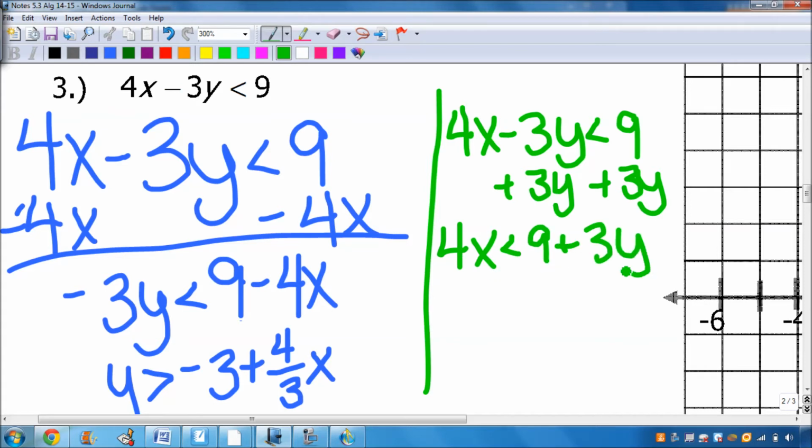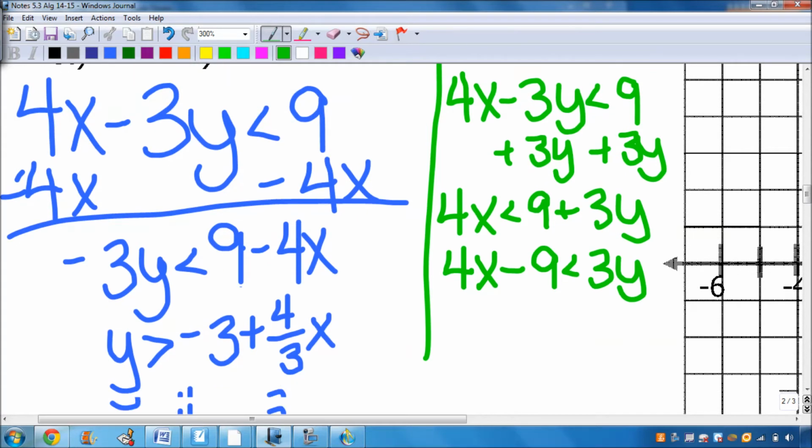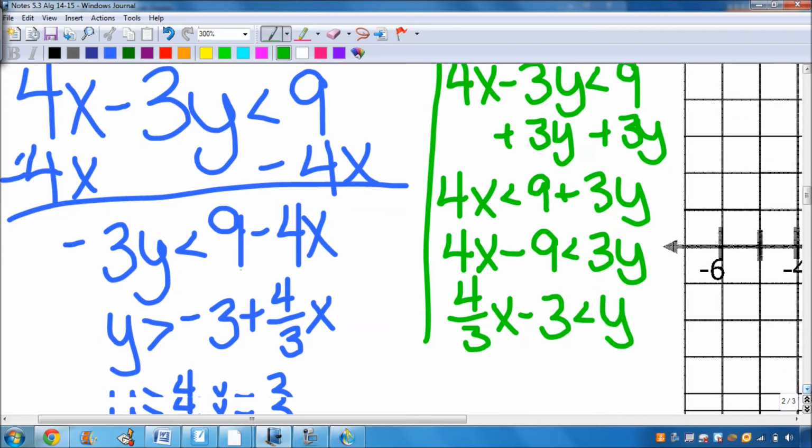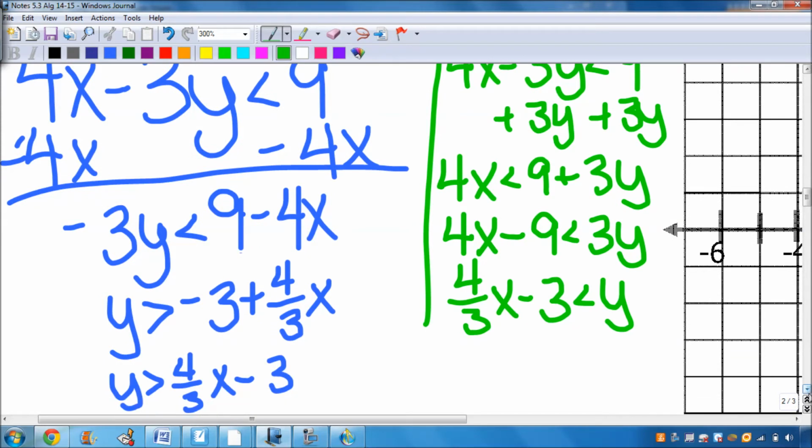Well, I want to get rid of the 9 now, so I would subtract 9 from both sides, so I'd get 4x minus 9 is less than 3y. Then I can just divide everything by 3, and I end up getting 4/3 x minus 3 is less than y, which is the exact same thing as what we have here in blue. If y is bigger than 4/3 x minus 3, then 4/3 x minus 3 is smaller than y. Okay? So now all I have to do is go ahead and graph this out.